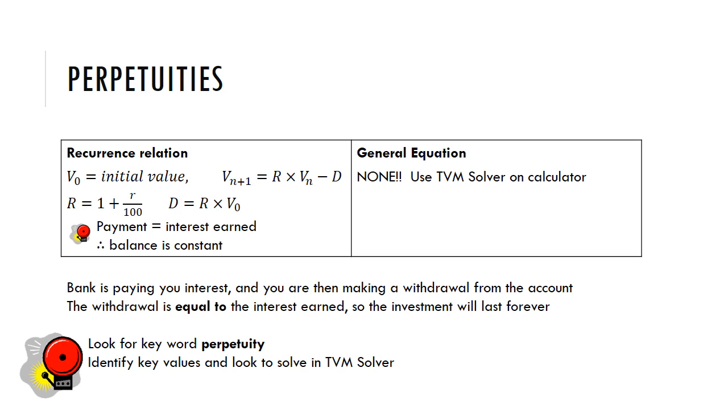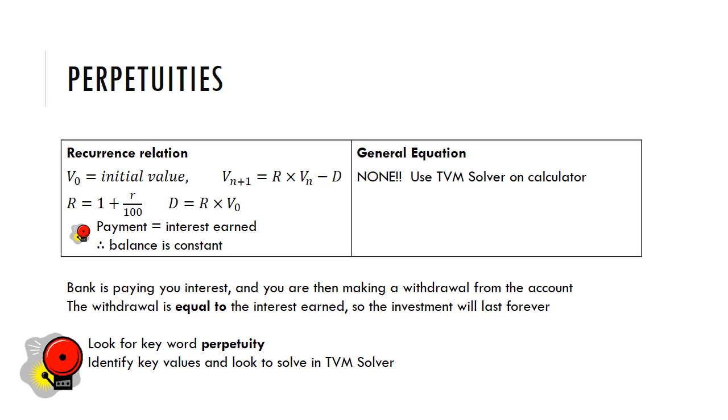Next one, perpetuities. Perpetuities are often put into an exam paper as a trick question. The key thing is that the amount of interest the bank is paying you, what you're earning, is equal to the payment that's being withdrawn. So your principal value will always be the same as your future value. The balance always remains the same. You'll never have any more or any less, and that means it will last forever. It will never run out. So be aware of that.